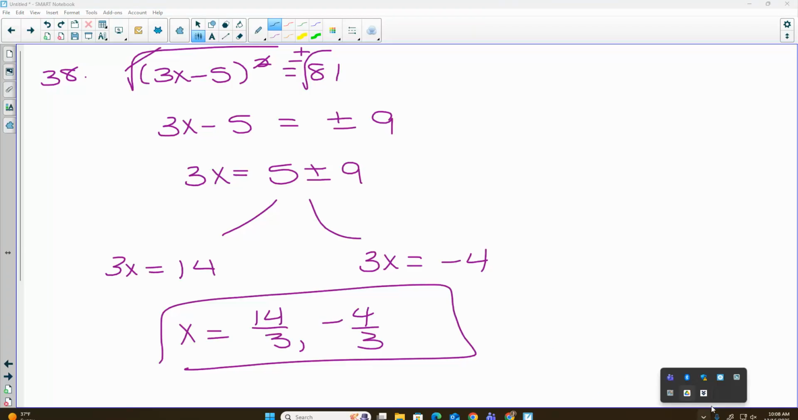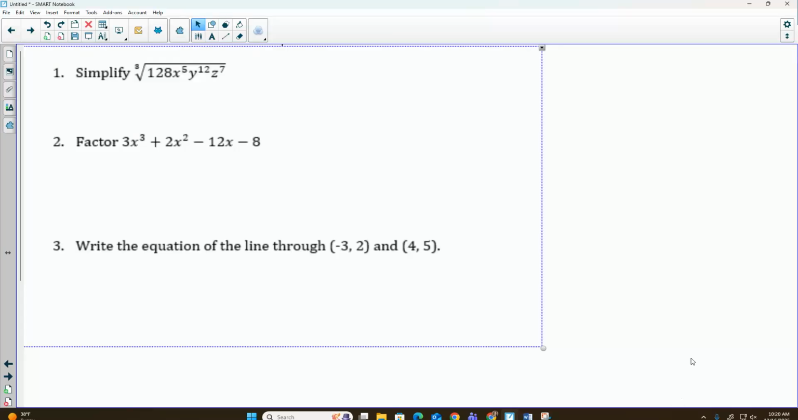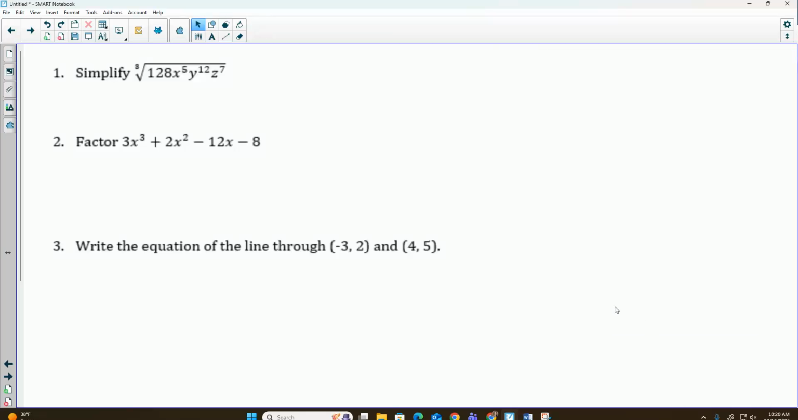Others. Let's kind of look at these and see how we're doing. The first one, what do you have to do to break down a cube root? We need to find a perfect cube that goes into that. What did you break 128 into?